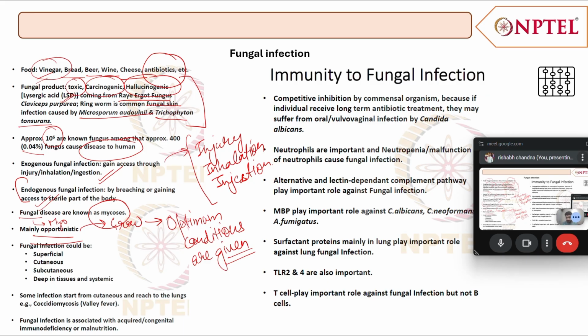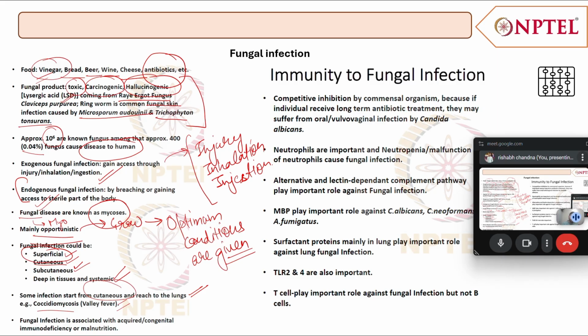The infection can be superficial, cutaneous, subcutaneous, or deep in the tissues and systemic. Superficial can be above the skin, same with cutaneous. Subcutaneous is within the skin. Then there are deep tissue or systemic infections. Some infections start from the cutaneous route and reach the lungs, for example coccidioidomycosis, that is valley fever.